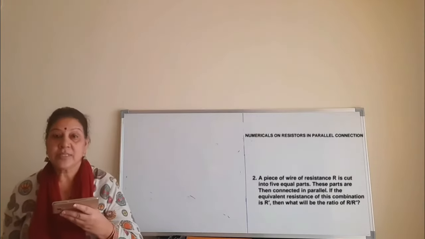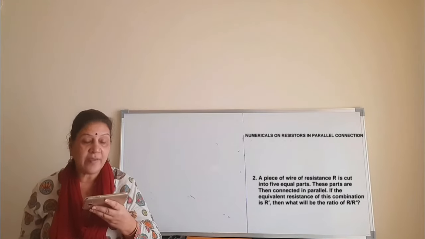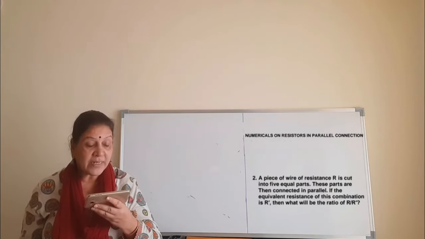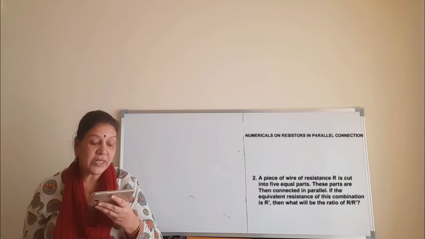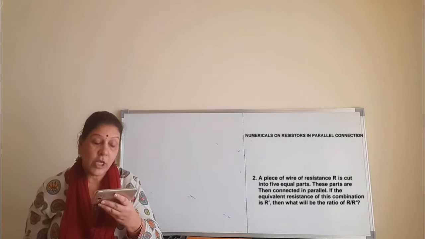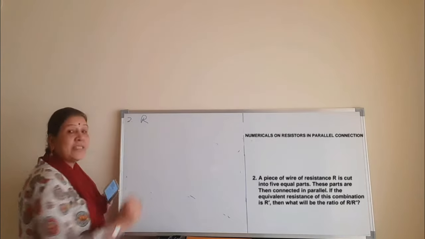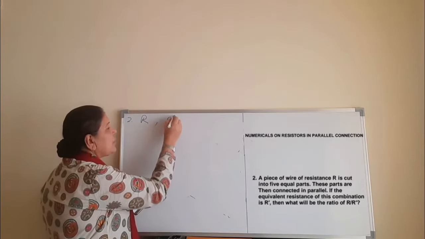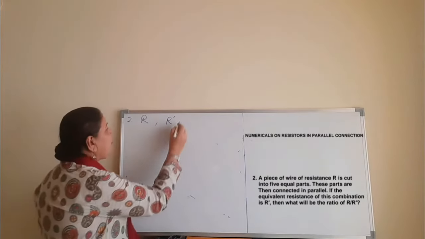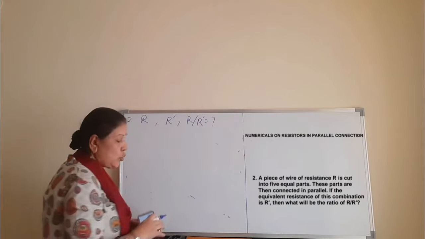The second question says, a piece of wire of resistance R is cut into 5 equal parts. These parts are then connected in parallel. If the equivalent resistance of this combination is R dash, then what will be the ratio of R by R dash? So you have been given one wire of resistance R and it's cut into 5 equal parts. The new resistance is R dash. Then you have to find R upon R dash.